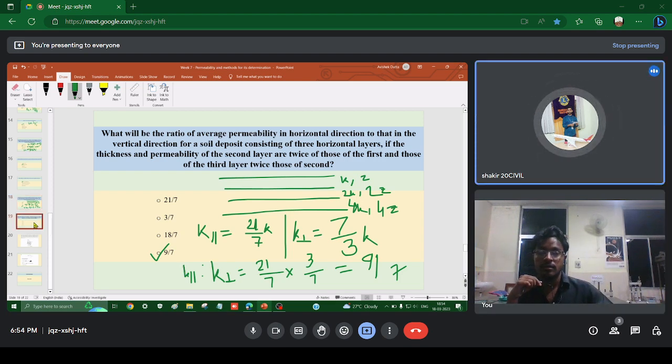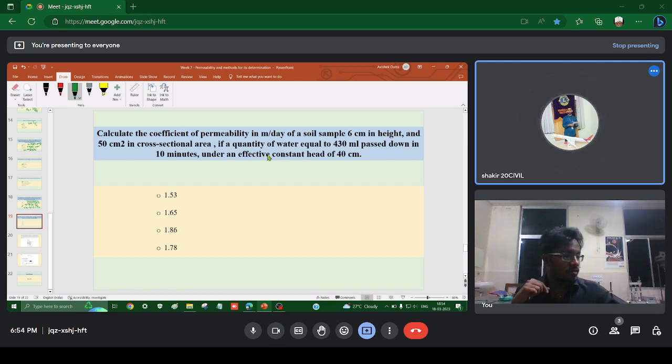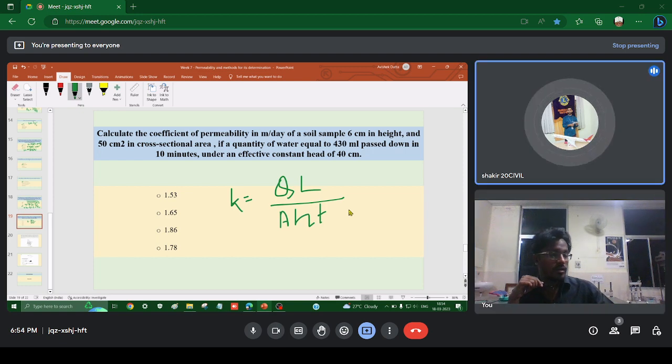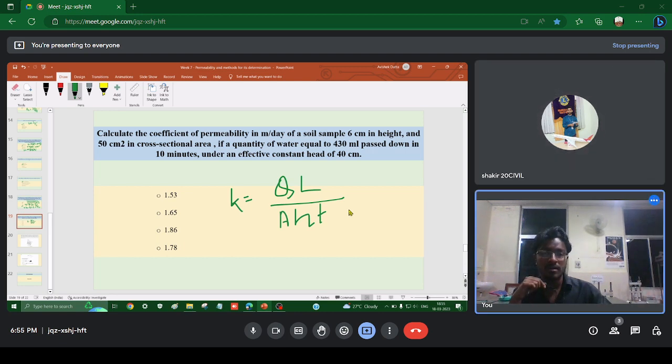Yes, sir. Next question. This is also a very easy question. I think by following Darcy's law, you can find out k. The value of k equals q into L divided by A h t, the head difference into t. What is the value you are getting of k? In meter per day, mind it. Actually, I got in meter per minute 1.29. Then if we convert to days, it will come 1.8. Convert it. 1.29 meter per minute. Yes, sir. There is some exponent, right?